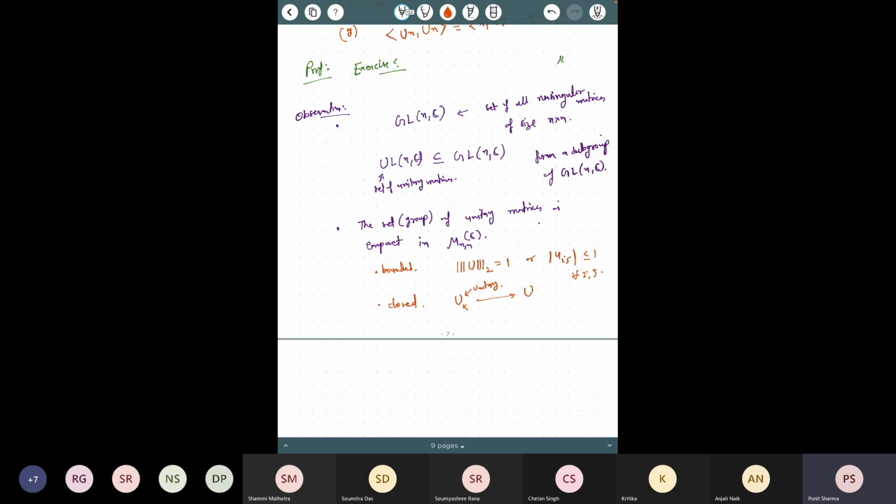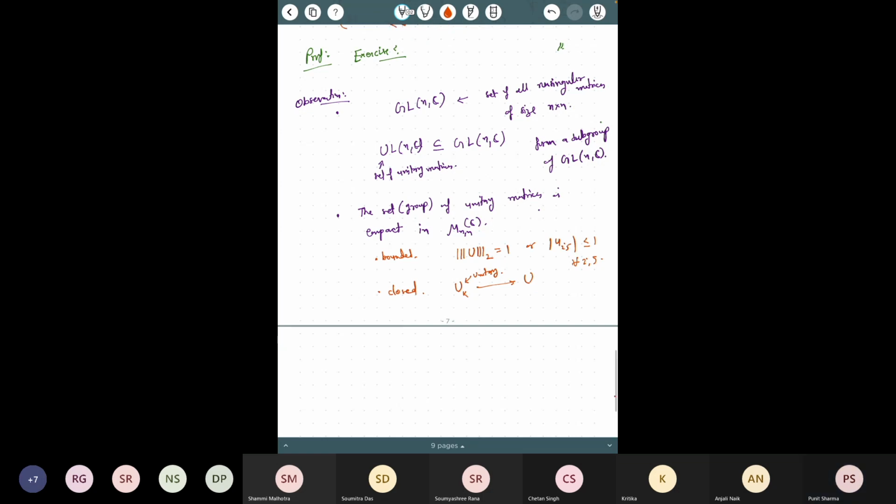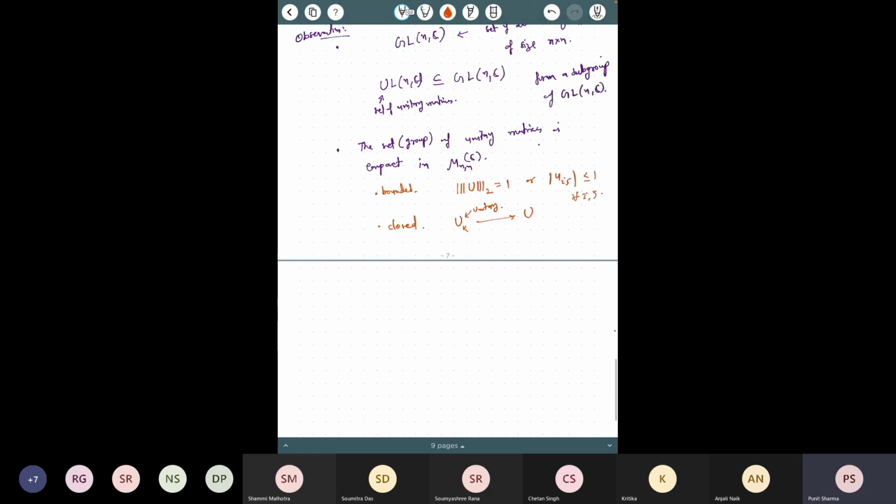So if U_k is a sequence of unitary matrices, and suppose that U_k converges to U, and you show that U is unitary, then that means that this set is closed. Right? Now, you know that U_k is unitary. So what does it mean? It means that U_k star U_k is identity for all k.